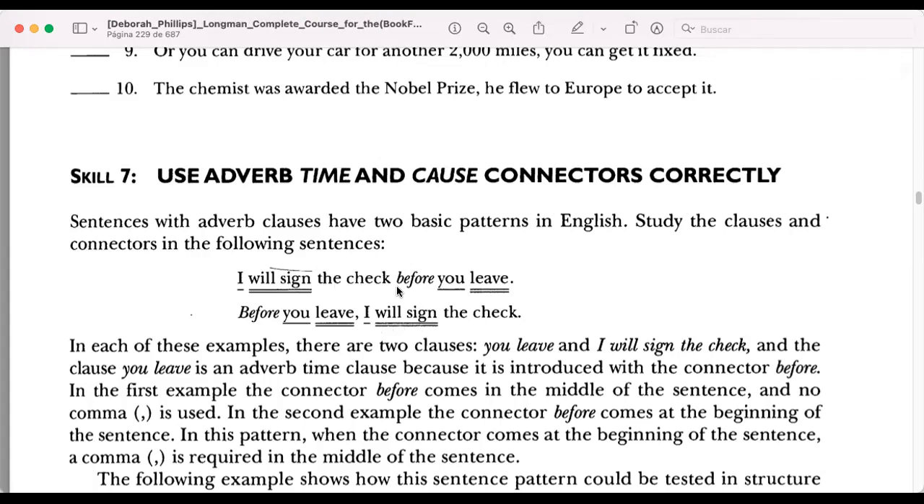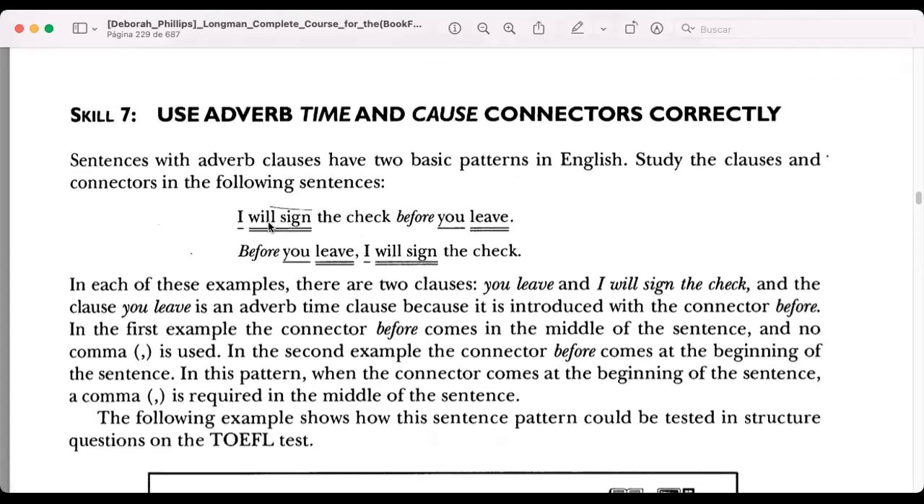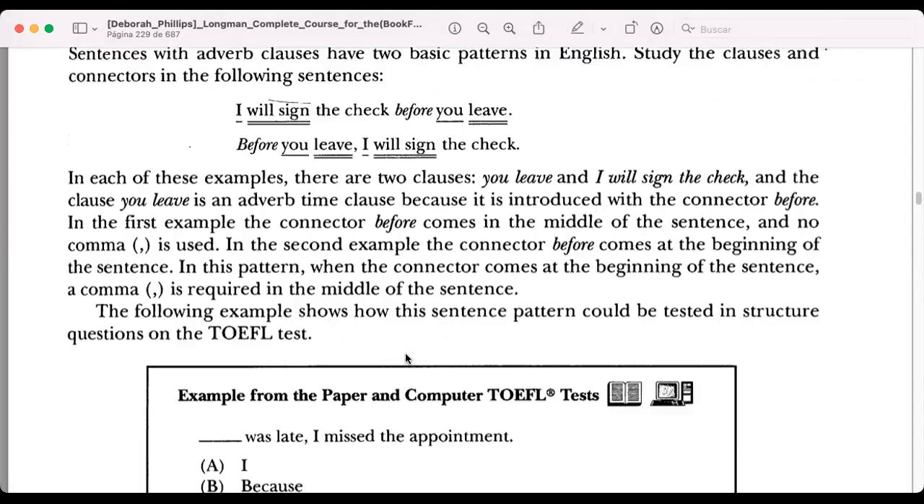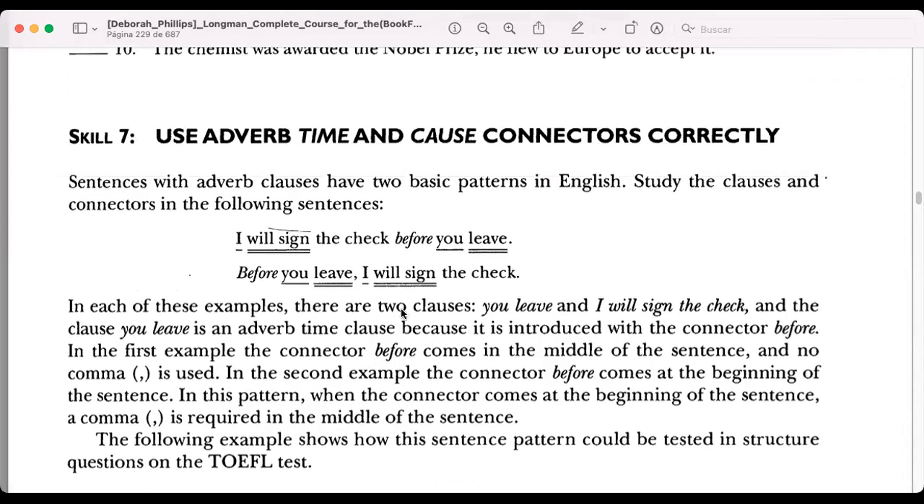Now we have connectors, okay? About time, use other time and cost connectors. So this other time will be, in this case, which one? Will, sign, or you leave? Before is another time. You know, those words that help you to understand that you are talking about time. This is the main reason you will check that, okay, I have another time here.